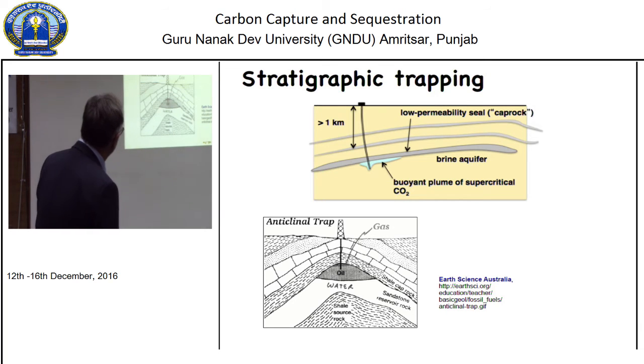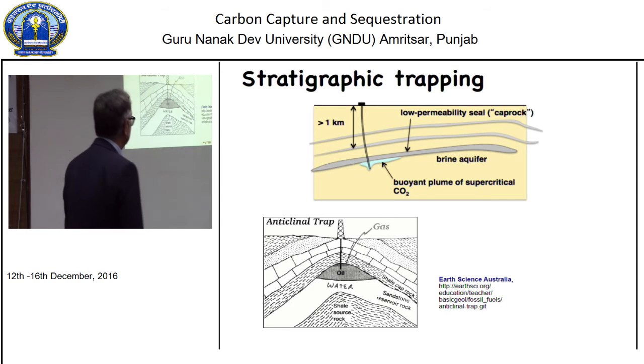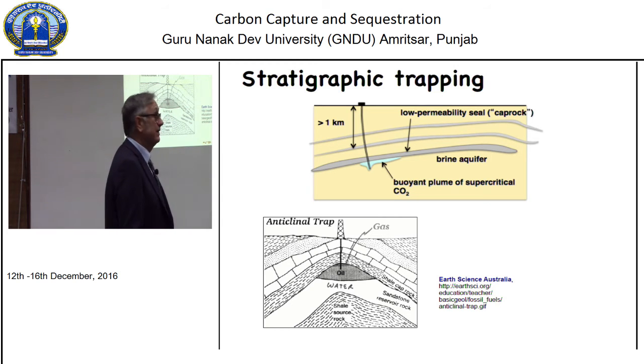Here's the buoyant plume of CO2 in the brine aquifer, and right above it, here's the aquifer, and here's the cap rock seal. And it's even possible in some cases where the cap rock has a V shape, and so that's a natural place to put CO2. Why do we know about that? Because it's the natural place where oil accumulates.